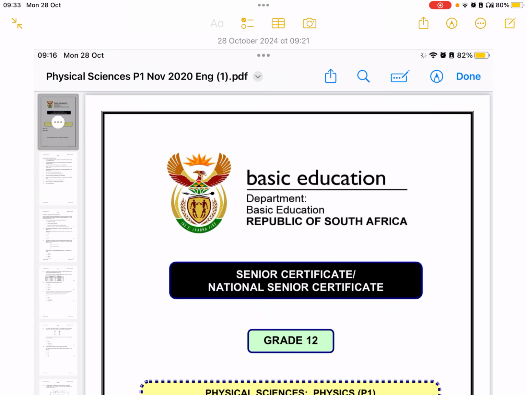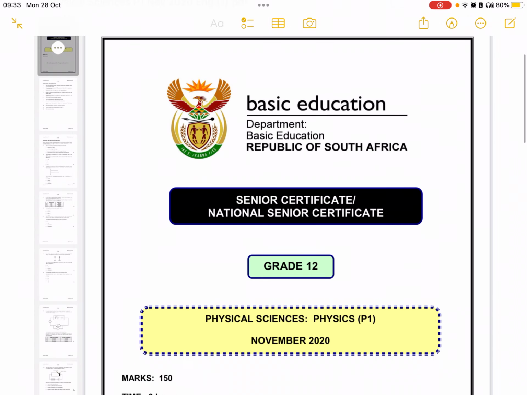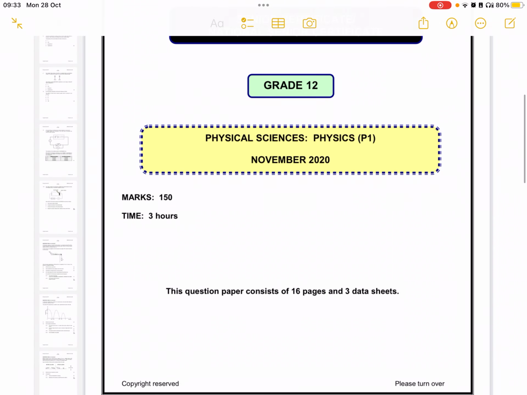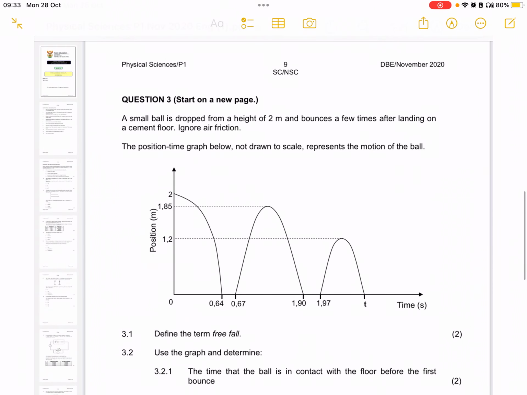In today's episode, we are looking at one of the November 2020 papers for Physical Science, paper 1. Our question is question 3, which is vertical projectile motion. In short, it's sometimes called VPM. So in VPM, we're looking at motion that happens in the vertical.